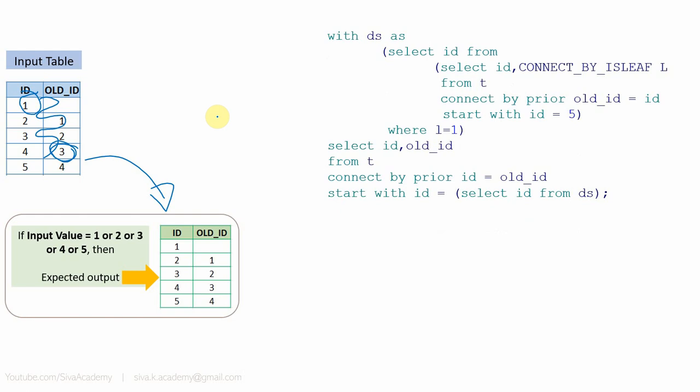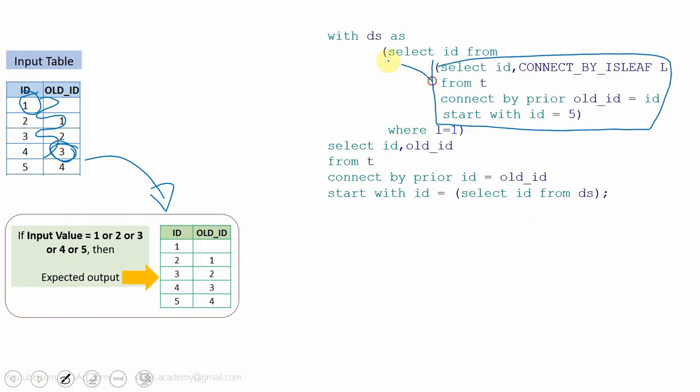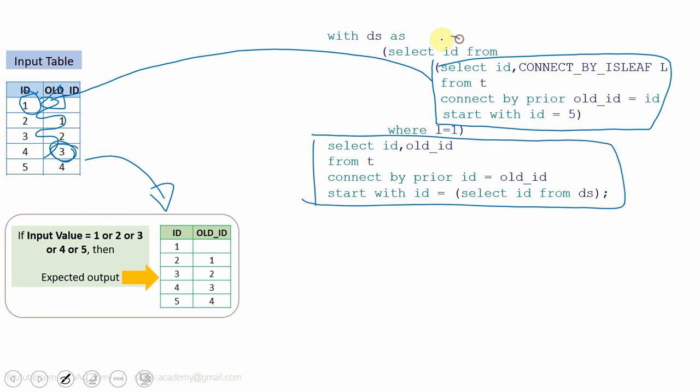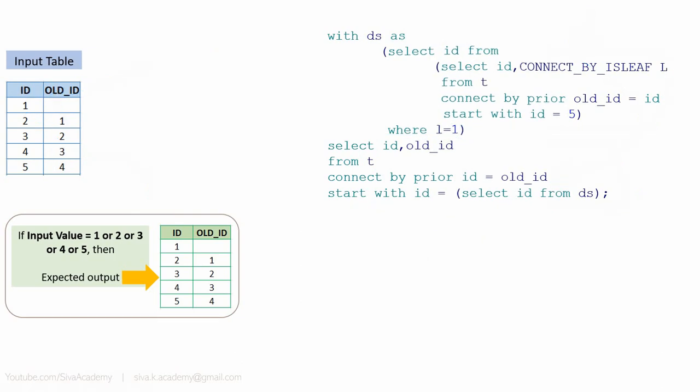So the key learning here is that we are using one query to find the root. In this case, root is 1, and another query to print the entire set. So in this case, this particular ID we are using here. So find the root here and then print the complete hierarchy from the second query.